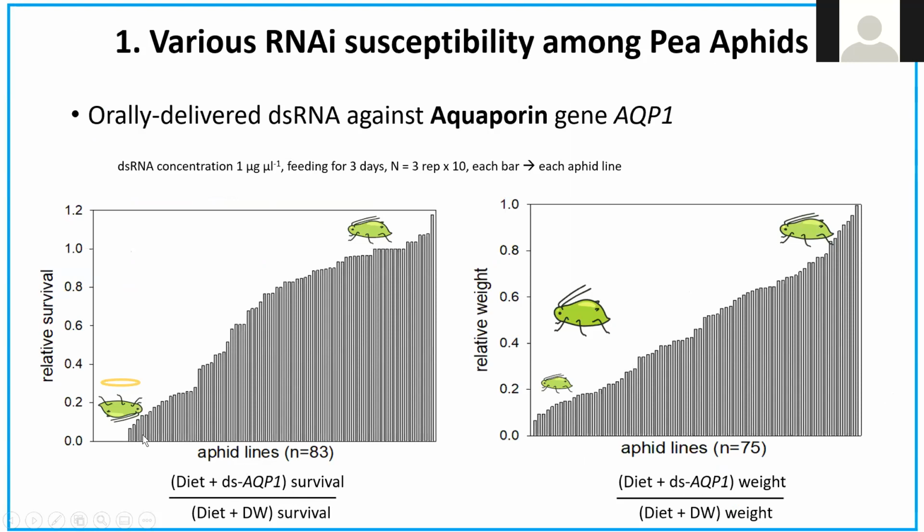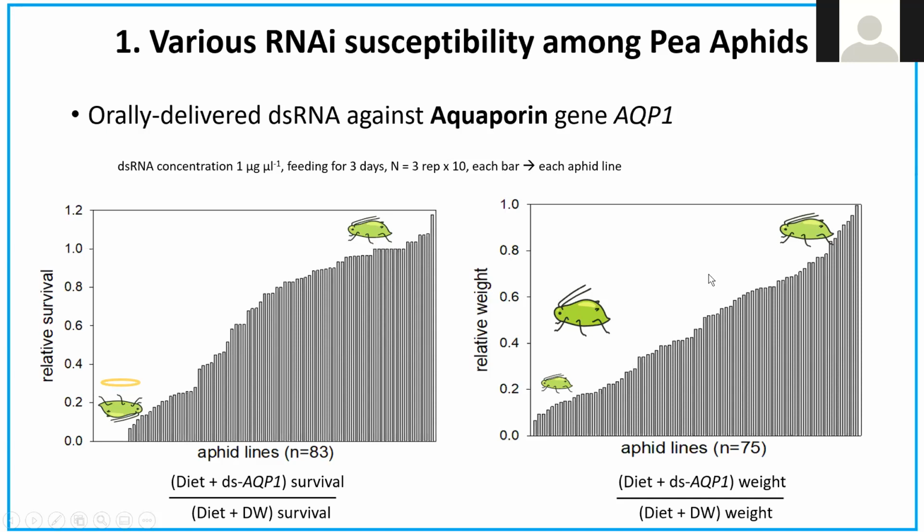And as you see, there is a wide variation against aquaporin 1 dsRNA. Some of the lines are highly susceptible to aquaporin, showing 0% survivor. And some of them are not sensitive at all, showing 100% survivor or more. On the figure on the right, except the ones showing 0%, we measured their body weights at day 3. And as you see, there is a wide variation in their body weight as well.